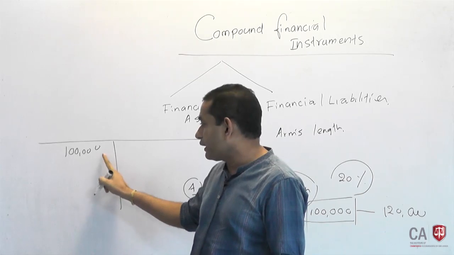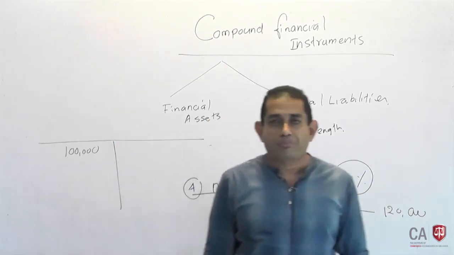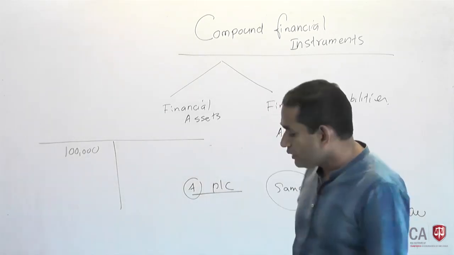Then, if the bank granted the loan, loan receivable is a financial asset as per the definitions, a contractual right to receive cash. It is accounted for the first time at the fair value. So, what should be the fair value? 100,000.